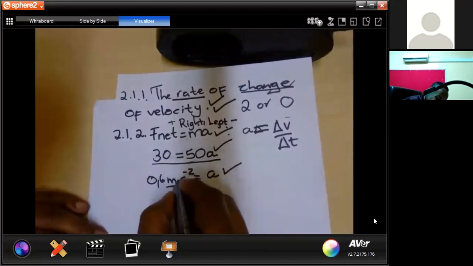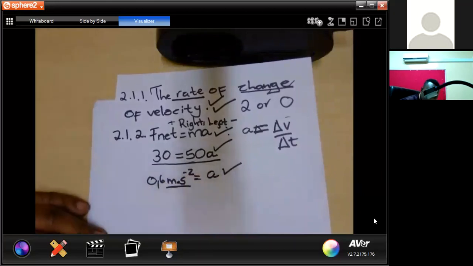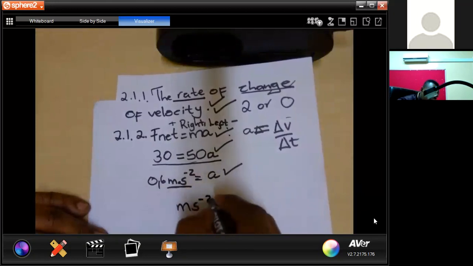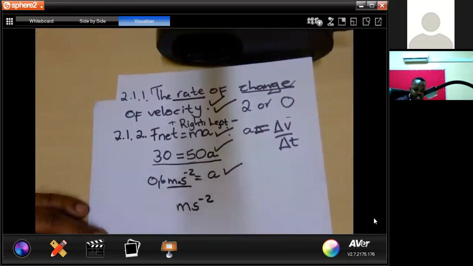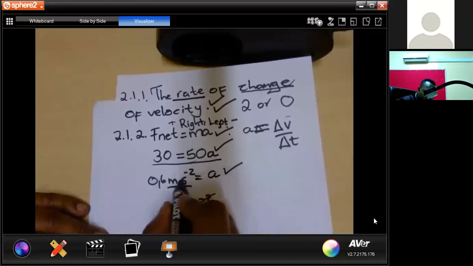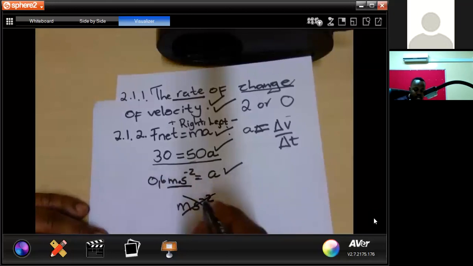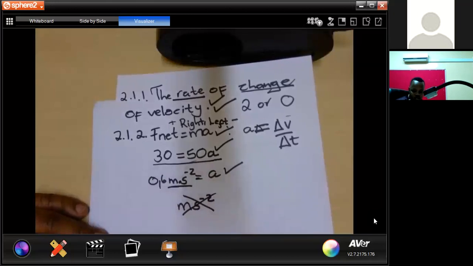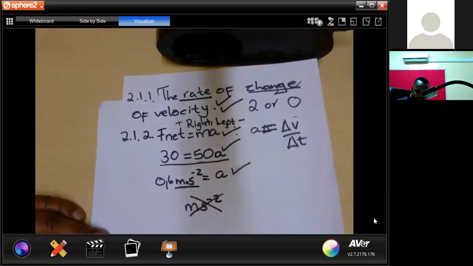And remember, it's meters per second squared, so there it must be m·s to the -2, because I've seen some people do this: meters second exponent -2. This is entirely wrong. The correct one is that there we must have a dot. Right, my dear learners, let us move to the third question.